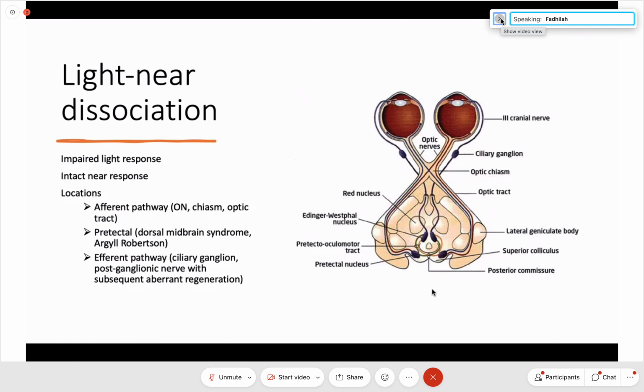In conditions like dorsal midbrain syndrome, Parinaud syndrome, or Argyll Robertson pupil, you would see that the response to light is very poor, but when you ask the patient to look near, it constricts very quickly. And thirdly, of course, the efferent pathway, the ciliary ganglion. This is the ciliary ganglion. It's just behind the eyeball within the orbit, and this can be caused by damage to the ciliary ganglion, or damage to the postganglionic nerve with subsequent aberrant regeneration.